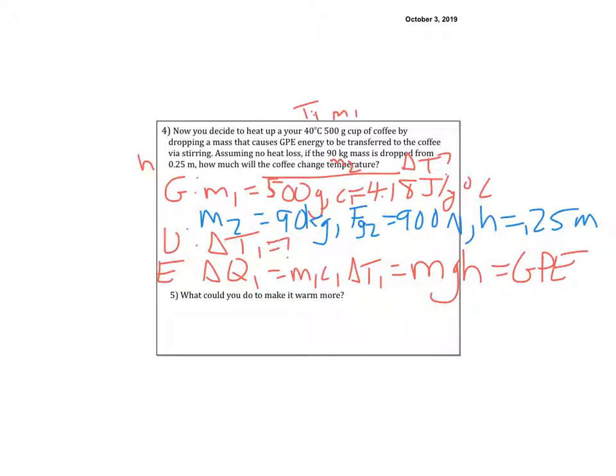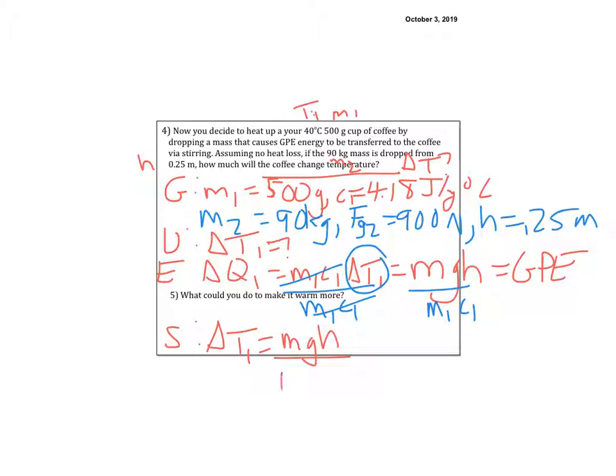So if I'm solving for delta T1, I can see that I'm just going to divide by M1C1 on both sides. M1C1 on both sides, that cancels. And so we're left with our solved equation of delta T1 equals MGH over M1C1. Oh, and this was a 2, right, because this is my second one.